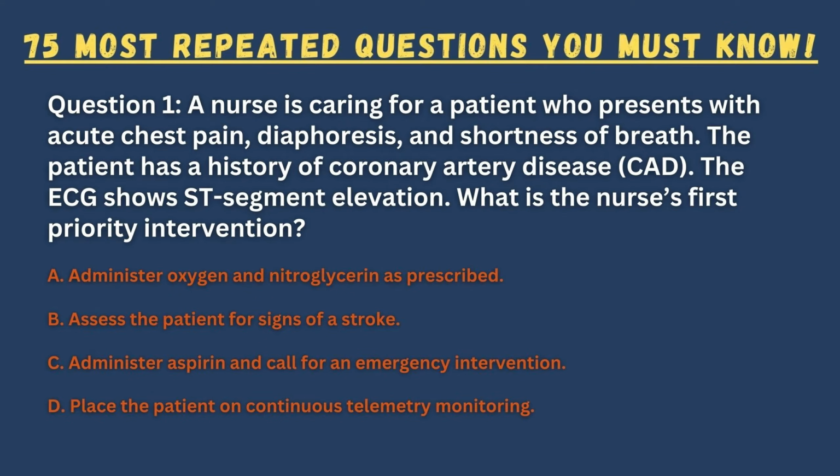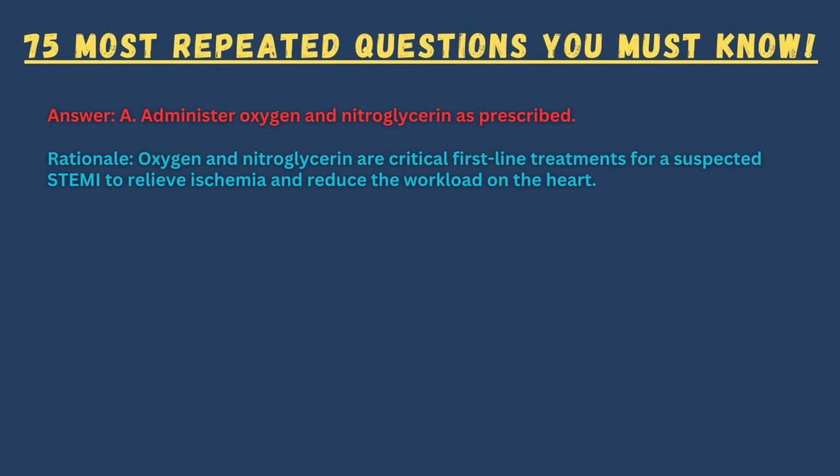A. Administer oxygen and nitroglycerin as prescribed. B. Assess the patient for signs of stroke. C. Administer aspirin and call for an emergency intervention. D. Place the patient on continuous telemetry monitoring. Answer: A. Administer oxygen and nitroglycerin as prescribed.